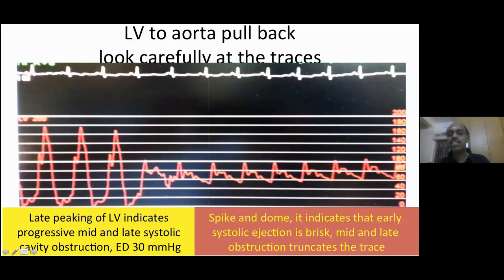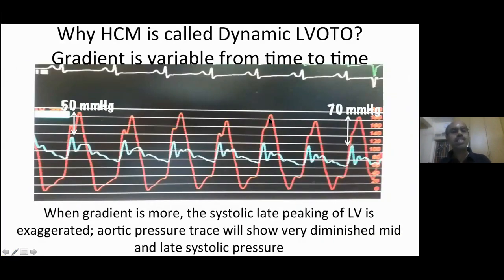Continued LV ejection results in the dome pattern. So the second dome is caused by continued LV ejection. So the characteristic spike and dome is caused by a brisk ejection responsible for the initial systolic hike, and the later dome is caused by prolonged LV systolic contractility, and the mid-systolic notch is caused by a severe left ventricular outflow tract contractility. This is called dynamic LVOTO.